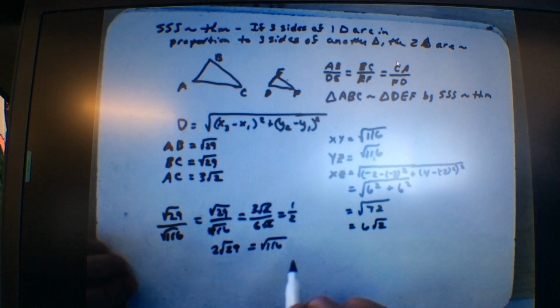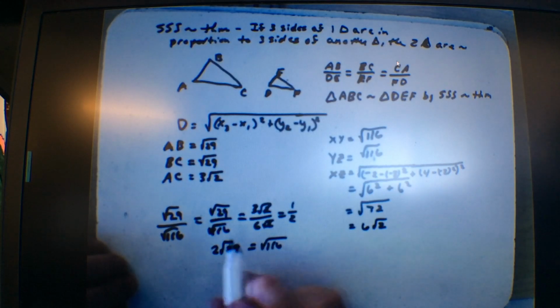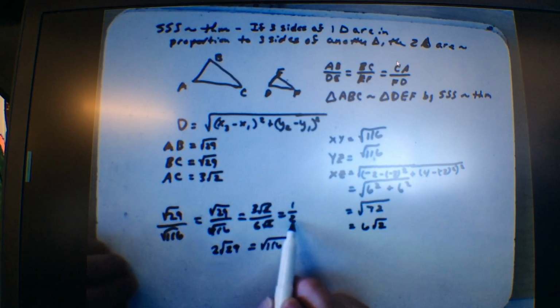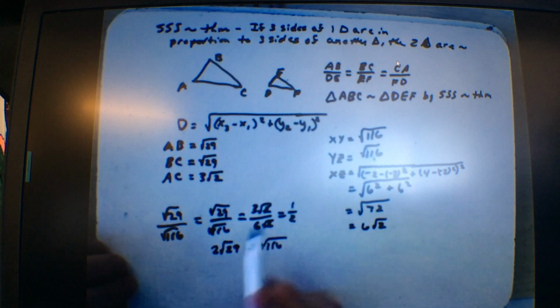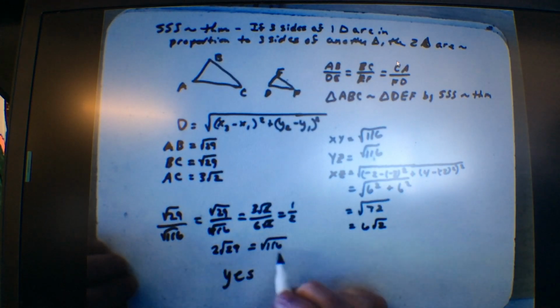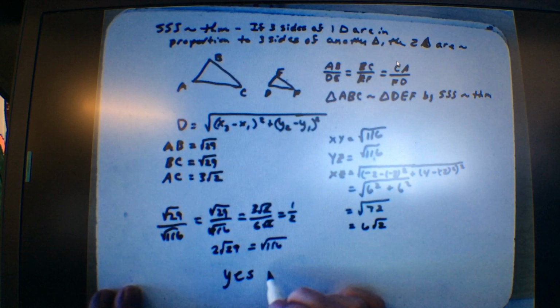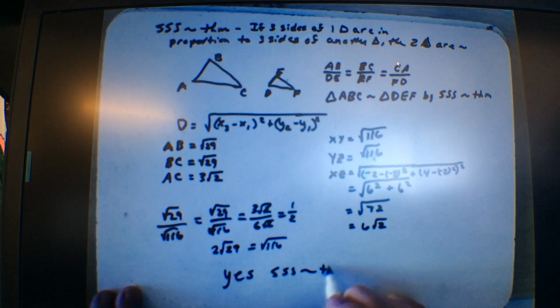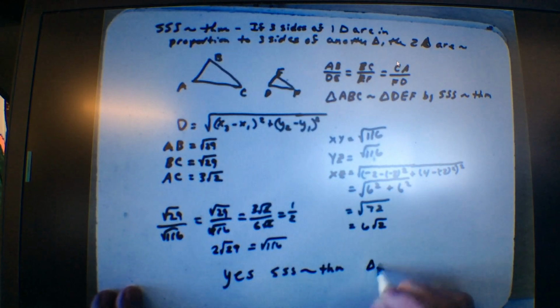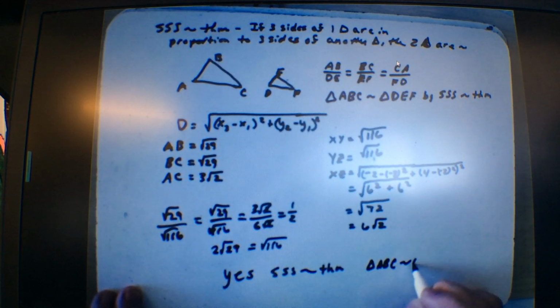Do that on your calculator. It does. Now, this would be the square root of 29 times 2, which is the same thing as the square root of 116. So, yes, these two triangles are similar by the SSS, right? Yes. All right. Now, the question is, actually, it's just triangle ABC then is similar to what? XYZ. Pretty straightforward.